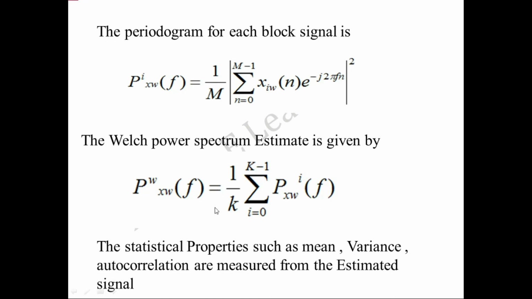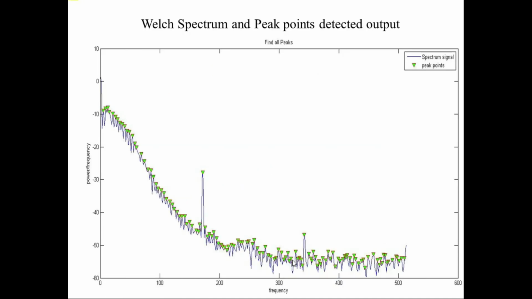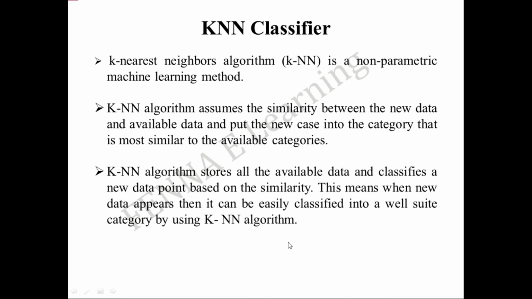After obtaining the power spectrum of this ECG signal, the statistical properties such as mean, variance, and autocorrelation are measured from the estimated signal. So this is the output of the Welch power spectrum estimation, and the peak points in the spectrum are indicated by green lines.